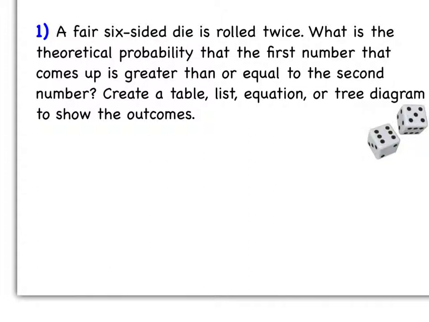Alrighty, first whiteboard question. I'm going to read the words and then you fill in the blank. Sub, repeat the video as many times as needed, but hopefully we get it the first time. Here we go. A fair six-sided die is rolled. What is the probability that the first number that comes up is greater than or equal to the second?